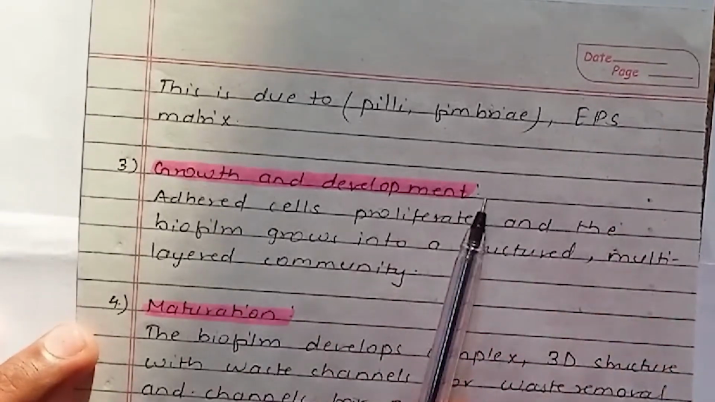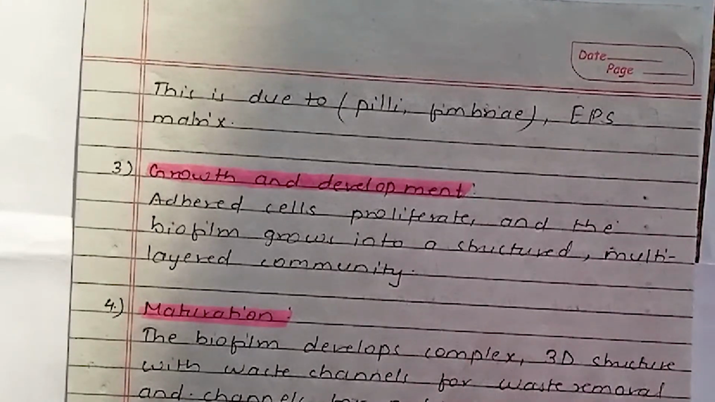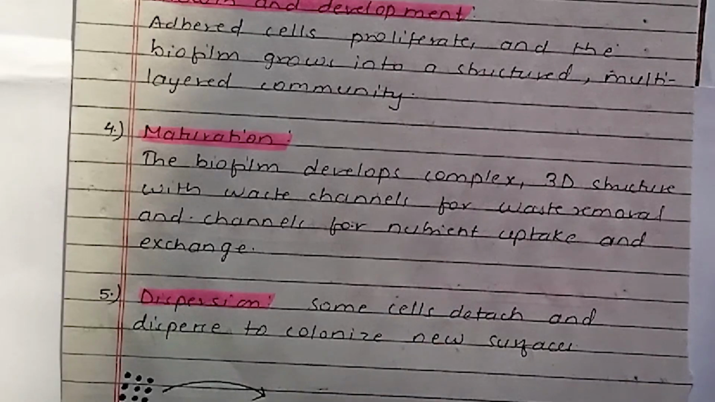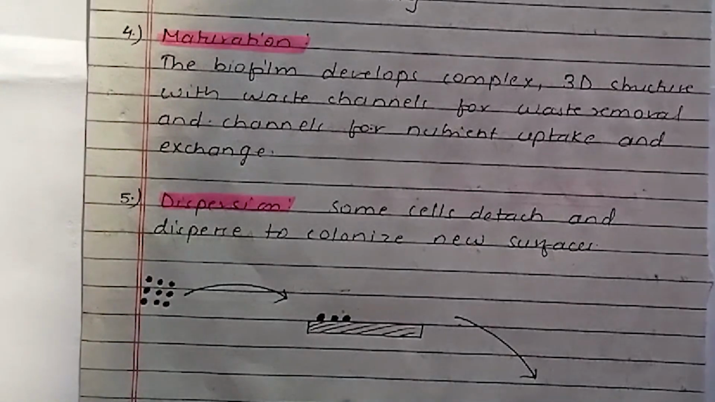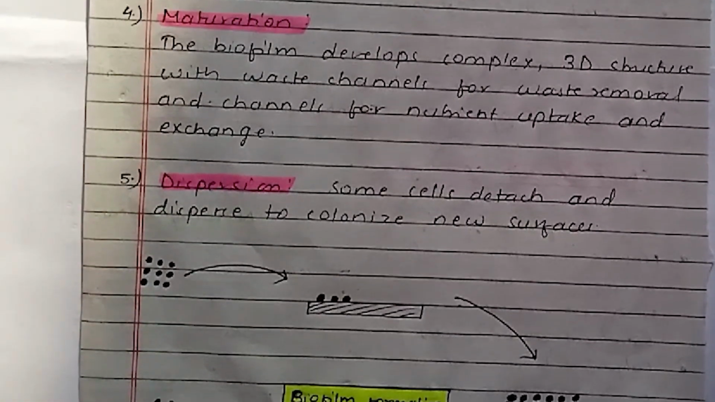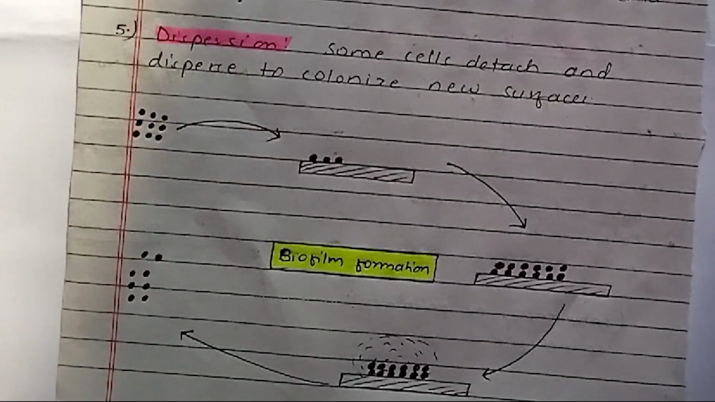Now growth and development. Adhered cells start to proliferate and the biofilm grows into a structured and multi-layered community. Then after that maturation occurs. The biofilm develops into a complex 3D structure with channels for waste removal, and also allows optimization of nutrients and trace elements. The final stage is dispersion. Here some of the cells detach and disperse to colonize new surfaces.